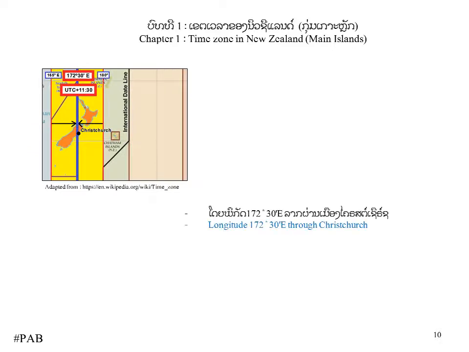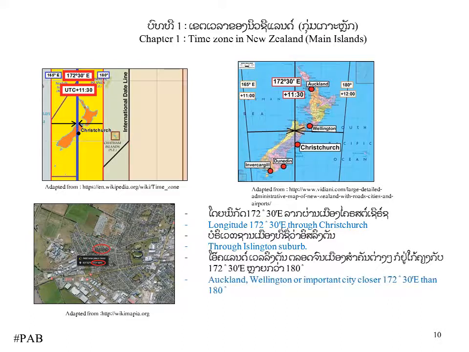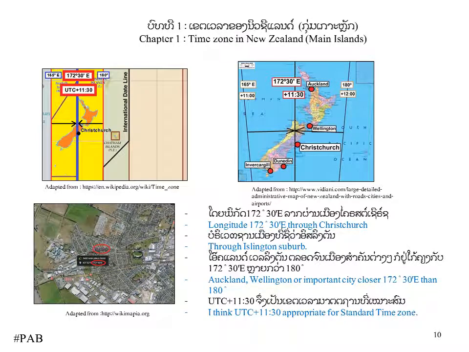Longitude 172 degrees 30 minutes east goes through Christchurch, through the Islington suburb. Auckland, Wellington, and other important cities are closer to 172 degrees 30 minutes east than to 180 degrees. I think UTC+11:30 is appropriate for the standard time zone.